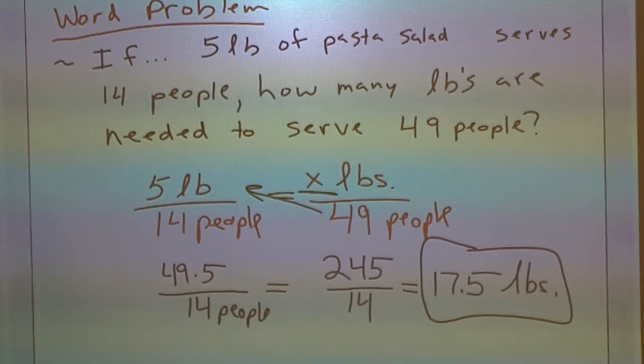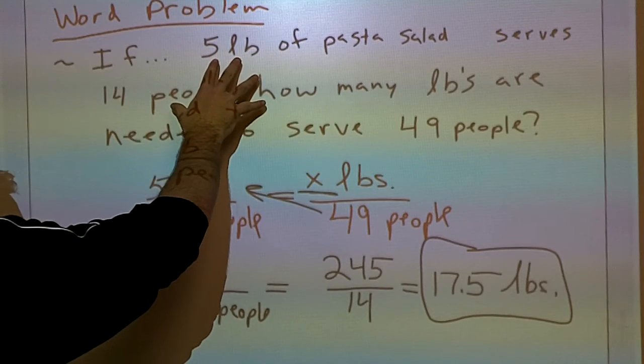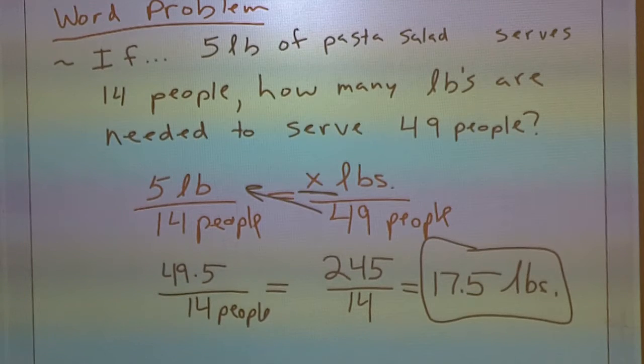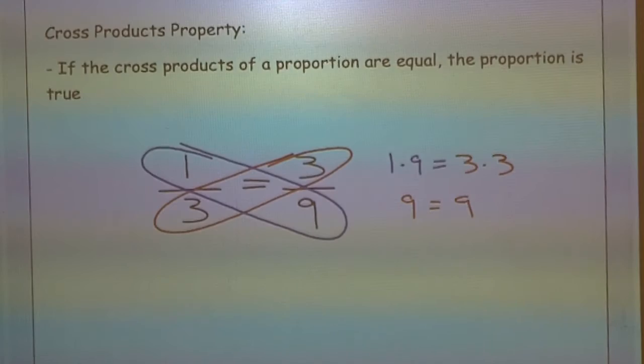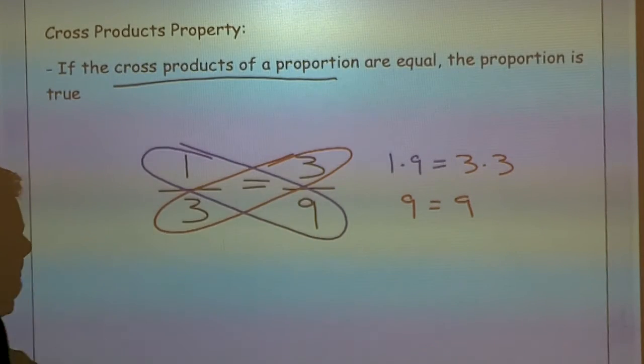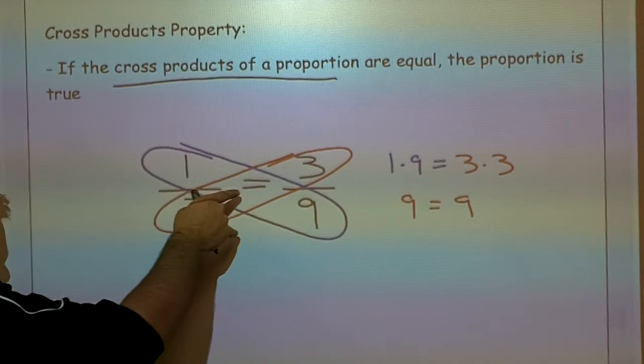So again, we're just making comparisons. 5 pounds serves 14, so we need to see how many pounds would serve 49. Set up the proportion and go. Now, the cross products property is how we check whether a proportion is equivalent or not. Basically, it says if the cross products of a proportion are equal, then the proportion is true.